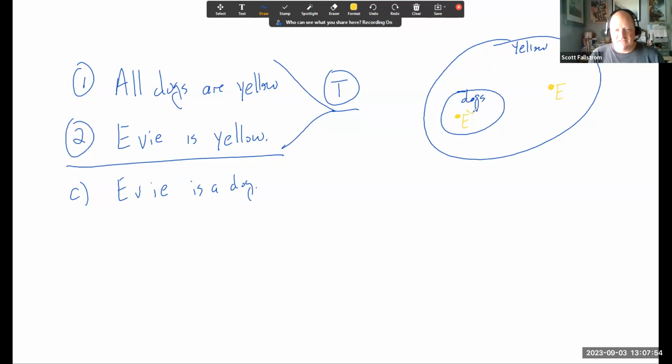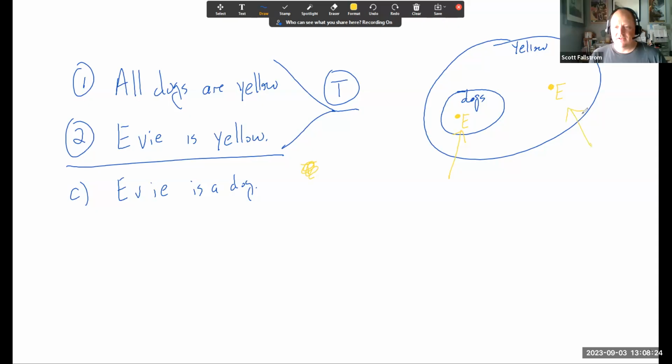So if Evie is in this second component, right there, then the first two are true and the conclusion is true. So that works out pretty nicely. It looks like things are great, looks valid. But here's the thing with reasoning, just like with conditional statements. If you can find one counterexample, then the entire thing doesn't work.